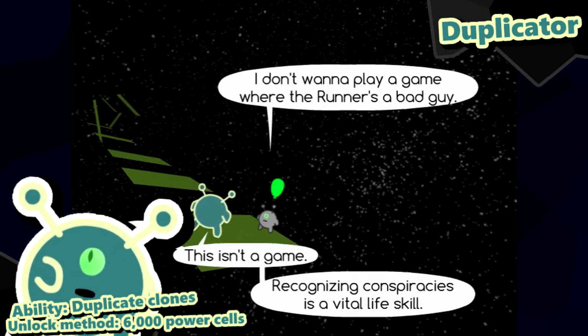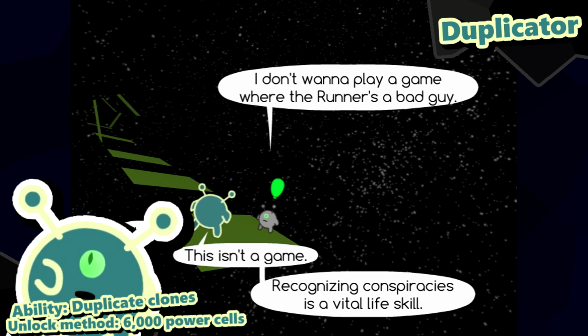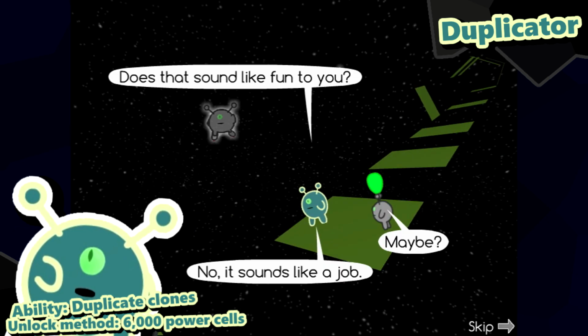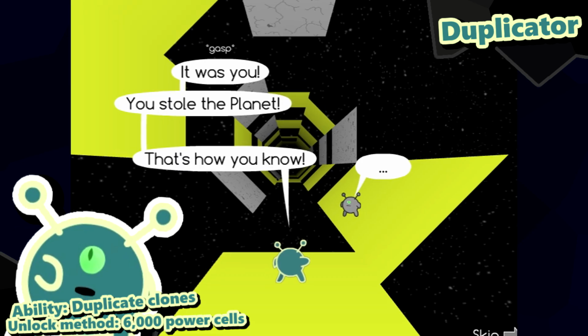The Duplicator is one of the most memorable characters in terms of the story because he's a full-blown conspiracy theorist. He believes everyone is involved in a conspiracy against him, and often jumps to conclusions and accusations.